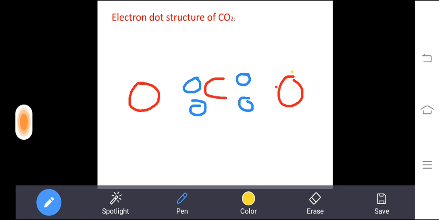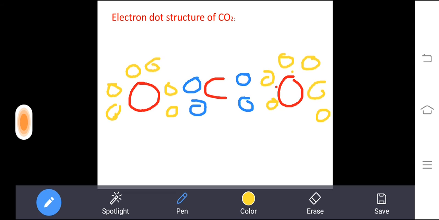So I will use a different color. 1, 2, 3, 4, 5, 6. Here also the same thing. 1, 2, 3, 4, 5, 6. Okay, so this is the Lewis dot symbol for the oxygen and the Lewis dot symbol for the carbon. Now what will happen? We know one concept: in one bond 2 electrons will be there. So here you can see, for making a bond I use the red color. These two electrons will share and make a bond. These 2 electrons will share and make a bond. These 2 electrons will share and make a bond. These 2 electrons will share and make a bond. So this is the electron structure for the oxygen.